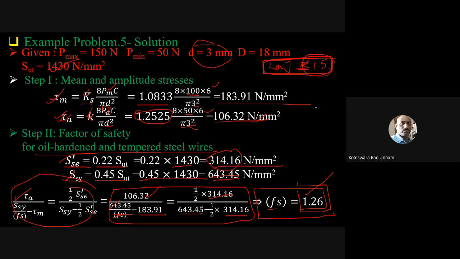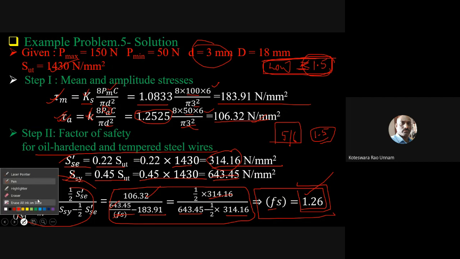In most of the problems, if you solve any problem, you can counter check your solution. If you get a factor of safety more than 1.5, you need to recheck your solution again to see whether you made any mistake, because in most spring problems the factor of safety should be less than 1.5. If you got an answer slightly more than 1.5, it is okay. But if you get something like 5 or 6 as the factor of safety, your solution is wrong. You need to verify your solution and check it again. Okay, so this is how you can solve.